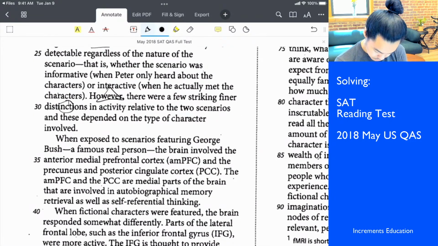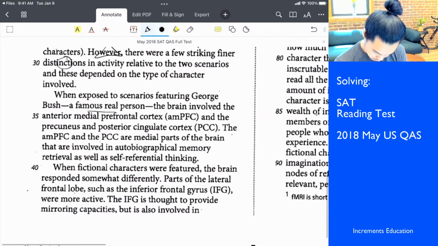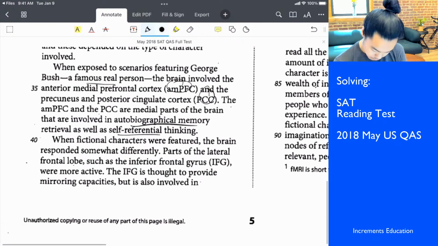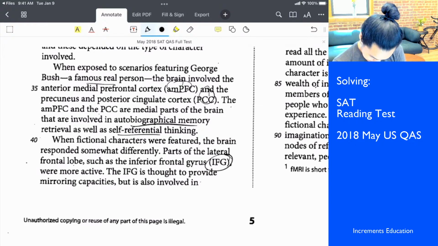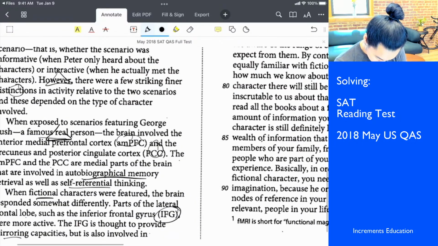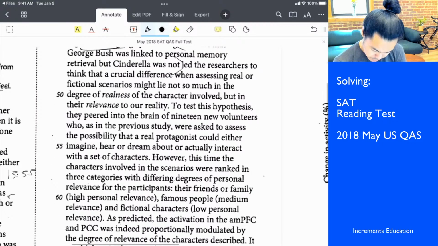However, there were some distinctions relative to a famous real person. The brain involved. Okay, sure. Autobiographical memory retrieval and self-referential. Okay. A famous real person. Whoa, interesting. Mirroring, but it's also involved. Okay, so this is fictional characters. So I'm going to put triangles here. High-level language. So George Bush is related to personal memory retrieval. Huh, interesting.